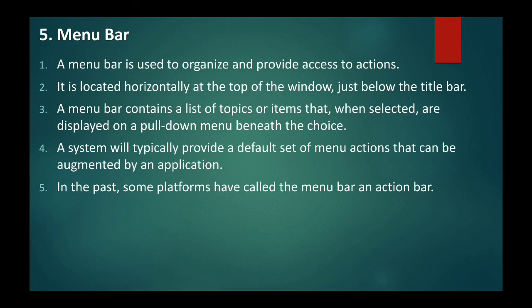Basically your menu bar will have all the options like file, edit, help, tool, format. So the collection of all these options is the menu bar. If you click on a particular menu, it will pull down all the sub options which are available and relevant to that particular option. So this is all about the menu bar, the fifth component of the window.